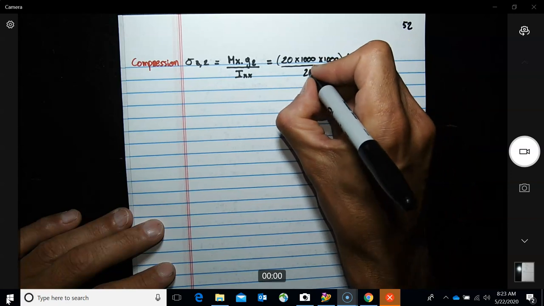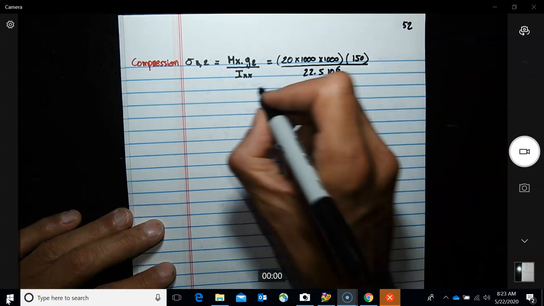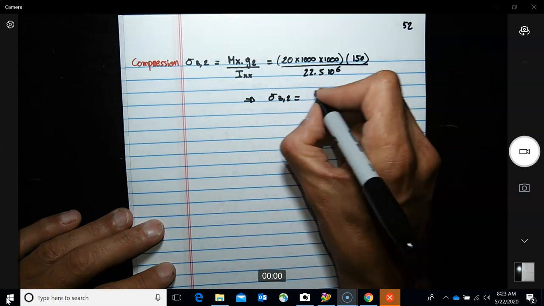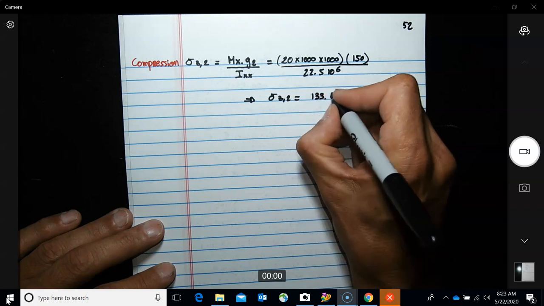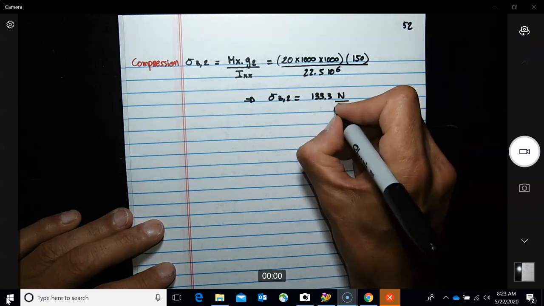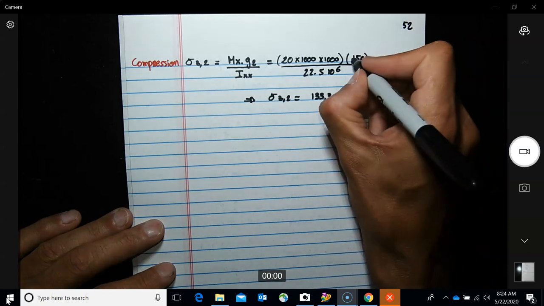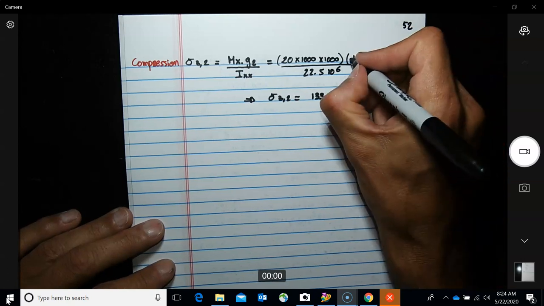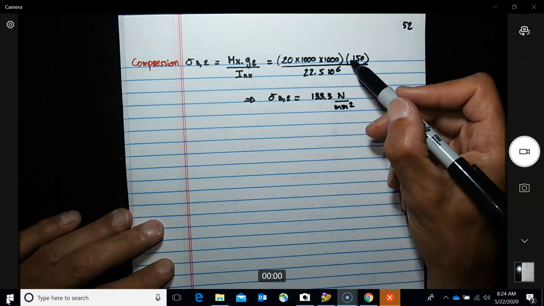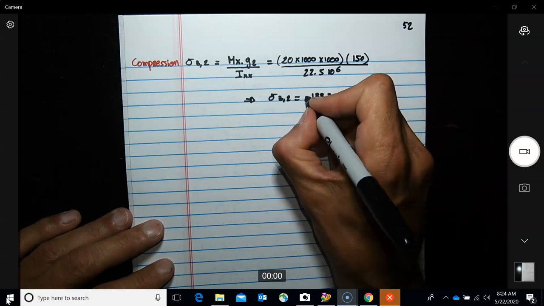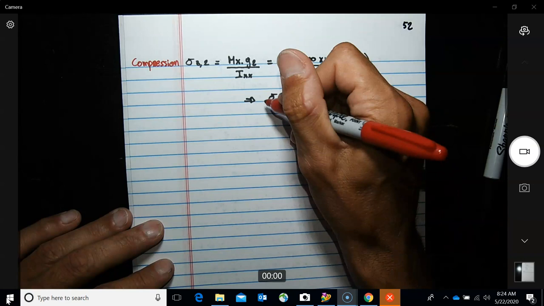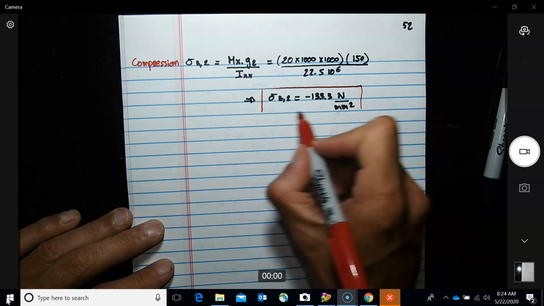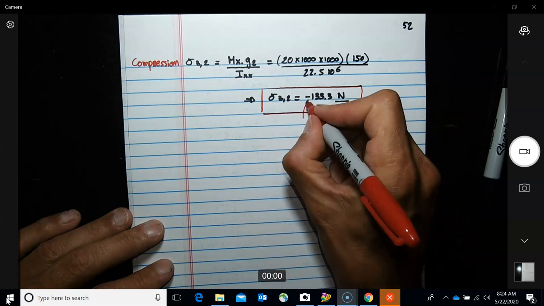Let's just look at the sign by compression. Divided by the 22.5 × 10^6. So this will give you that sigma z2 is equal to 133.3 newtons per millimeter squared. Really this is a minus sign here, but it doesn't matter, okay? I won't put it, because I don't want you to think that the negative sign comes because of that. I'm going to put a negative sign just because it's in compression, okay?